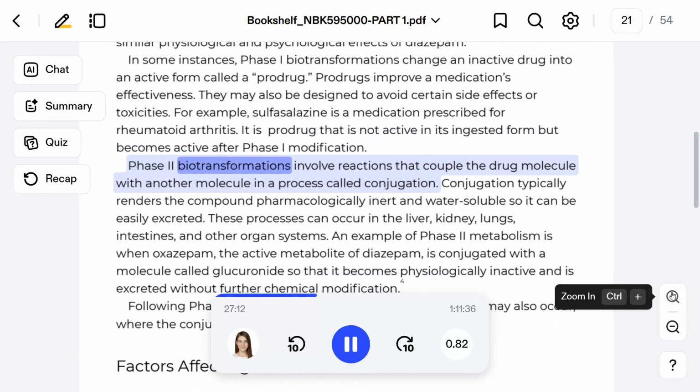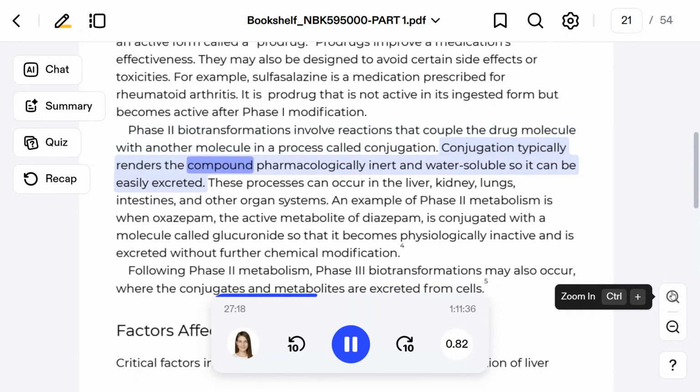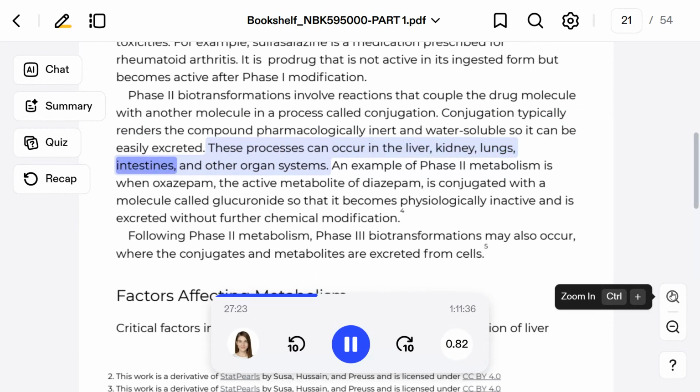Phase 2 biotransformations involve reactions that couple the drug molecule with another molecule in a process called conjugation. Conjugation typically renders the compound pharmacologically inert and water-soluble so it can be easily excreted. These processes can occur in the liver, kidney, lungs, intestines, and other organ systems.